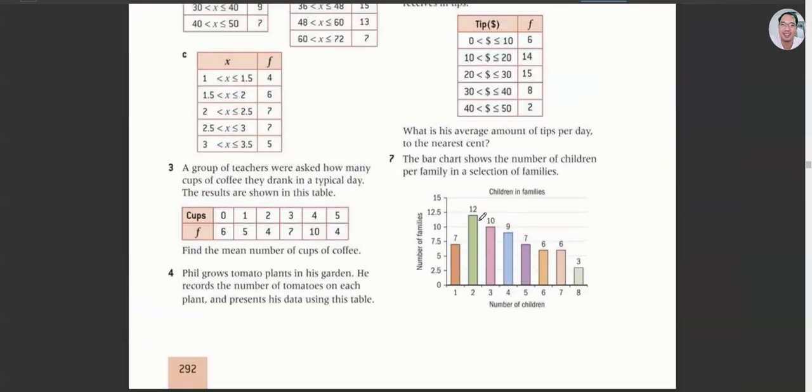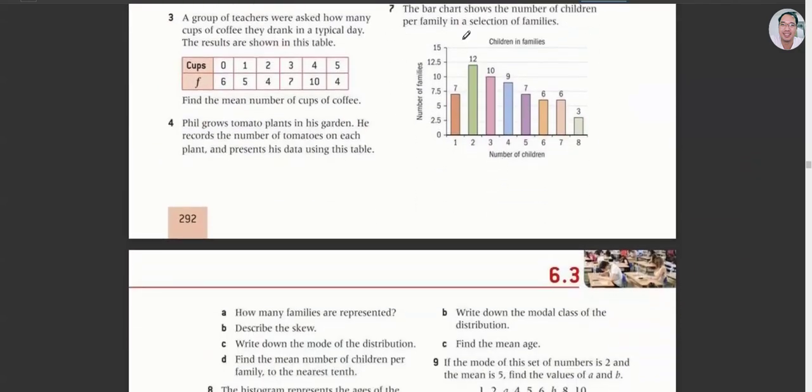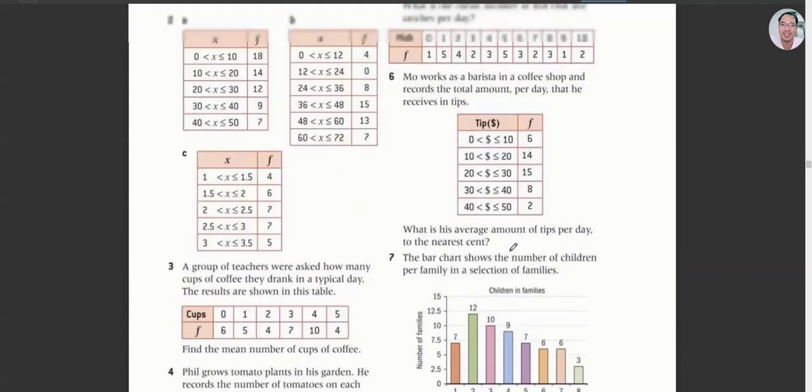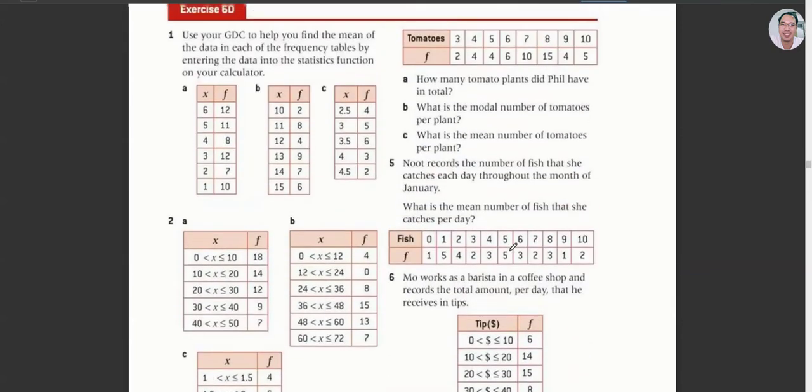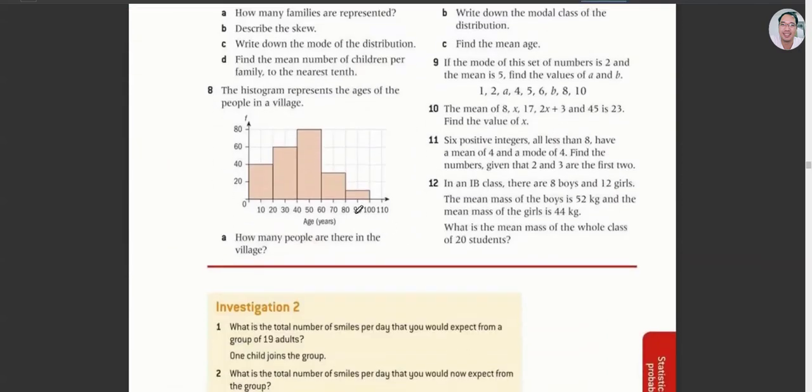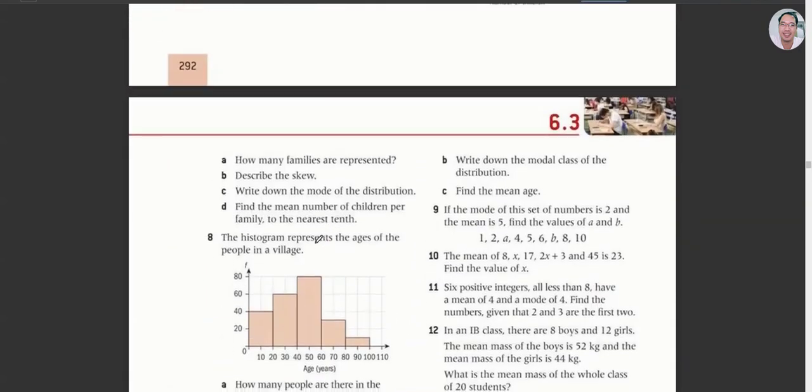Okay. Number of children per family in a selection of families. How many families are represented? Number of families. Describe the skew. Write down the modal distribution. Find the mean number of children per family to the nearest 10. Pretty easy. The histogram represents the age of people in the village. How many people are there in the village?